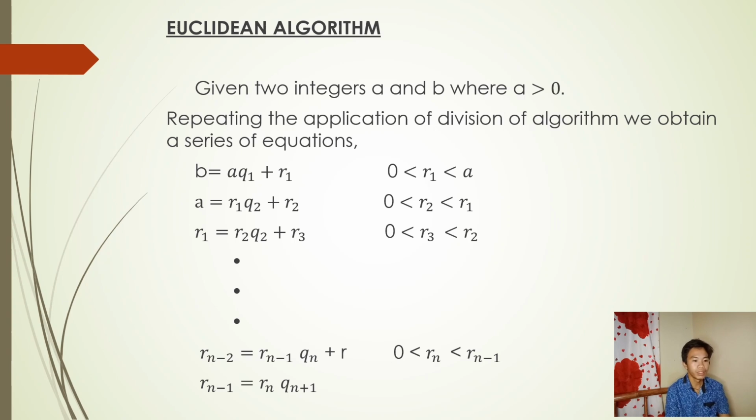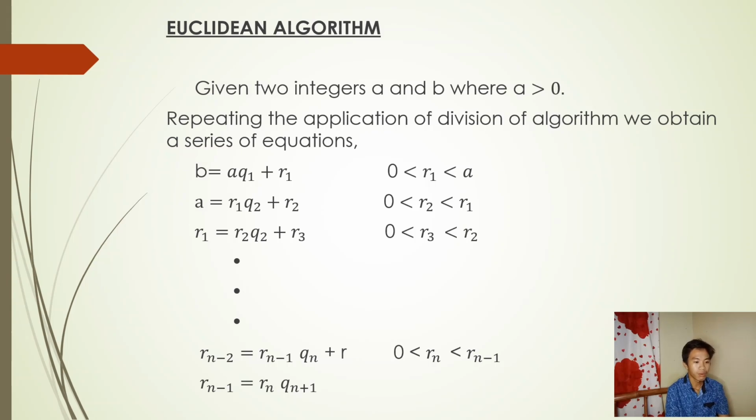Given two integers a and b, where a is greater than 0, repeating the application of the division algorithm, we obtain a series of equations. b is equal to a q sub 1 plus r sub 1, where r sub 1 is greater than 0 but less than a. a is equal to r sub 1 q sub 2 plus r sub 2, where r sub 2 is greater than 0 but less than r sub 1.